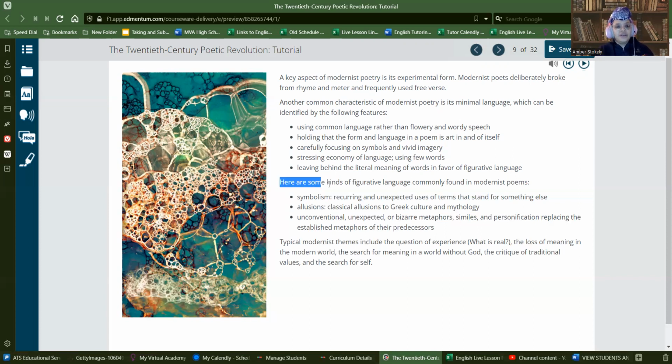Now down here, it says, here are some kinds of figurative language commonly found in modernist poems. So they go over this just so that you have an idea of what you'll be encountering when you read the excerpts. Now we have symbolism. We did kind of go over that. It's recurring, so that means it happens over and over, and unexpected uses of terms that stand for something else. So for example, we had the freedom eagle, right? So the eagle clearly can't mean freedom. And even if we're used to hearing it, someone who doesn't live in the US would be like, okay, but the eagle is just a bird. Why does that mean freedom? And there are reasons for that.